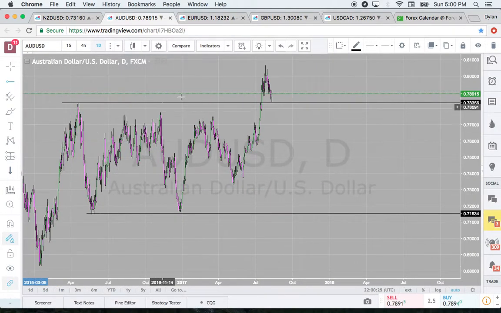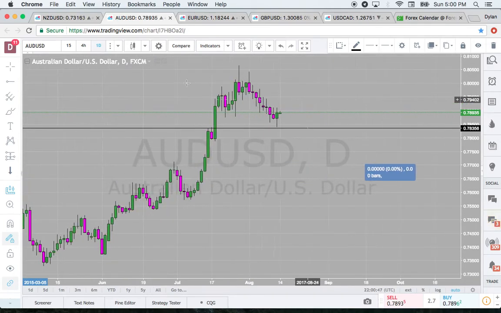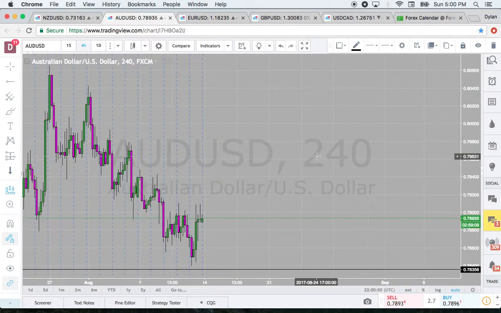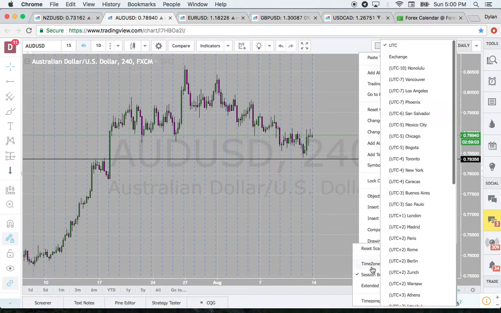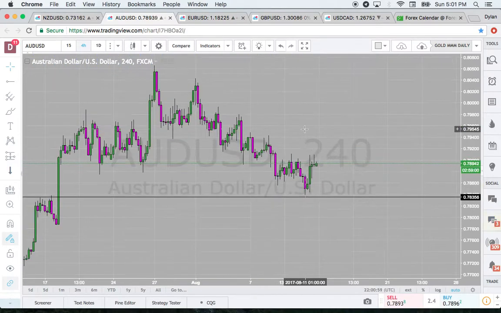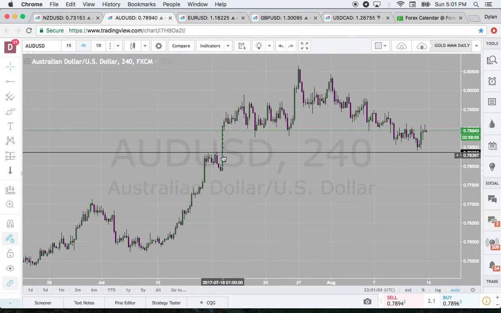Here we can see AUD USD came out of this zone. It was in about a 675 pip consolidation zone area. It is now breaking out and retesting the high of that zone. Let's go to the 4-hour. Looking at the 4-hour, we can see that breakout happened in one fierce candle.